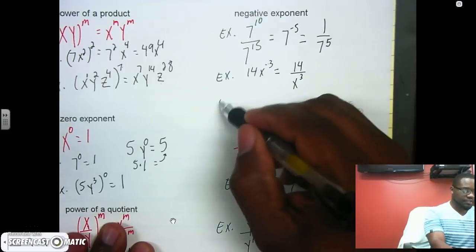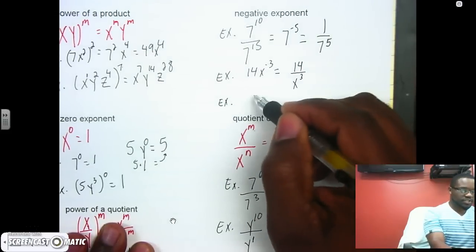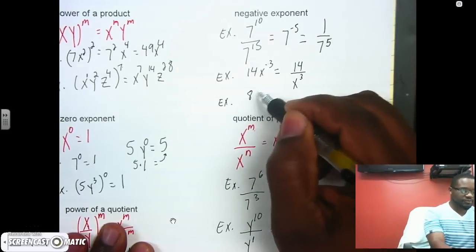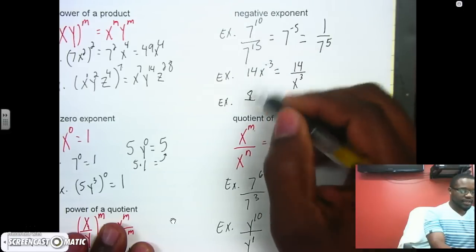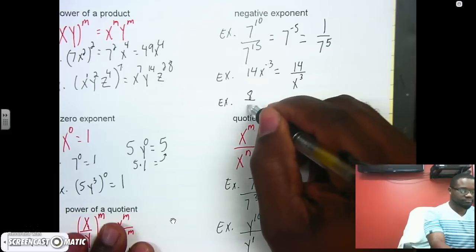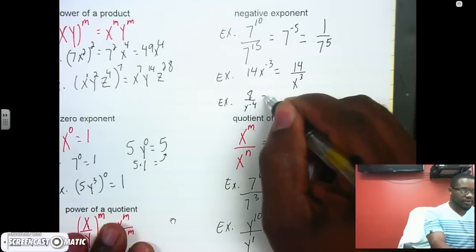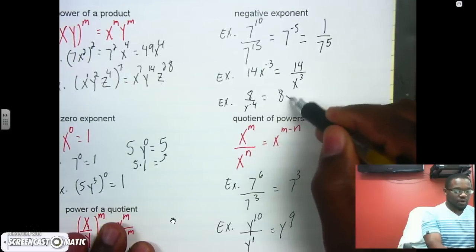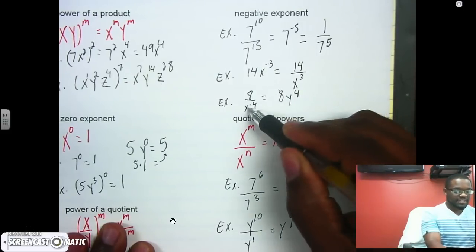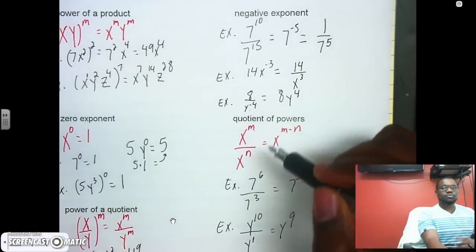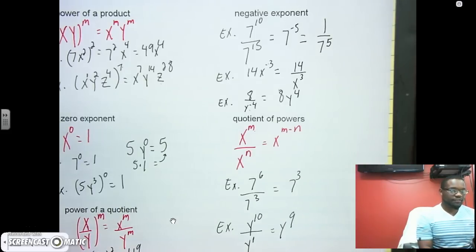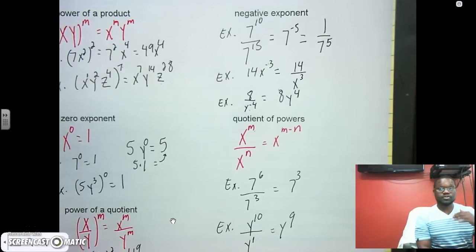Another example would be, what would you do if you had something like 8 over y to the negative 4 power? That would equal 8y to the 4th, because that would move up. So what's the rule here? If you have a negative exponent in your numerator, you move it to the denominator. If you have a negative exponent in your denominator, you move that up to your numerator.